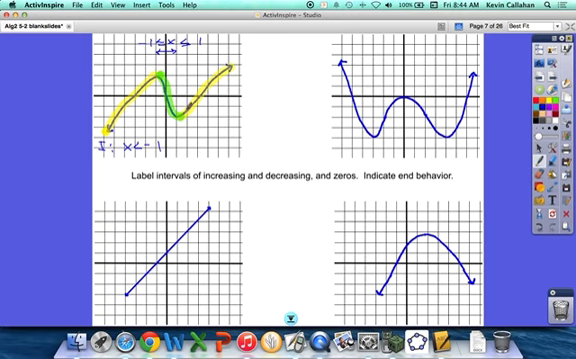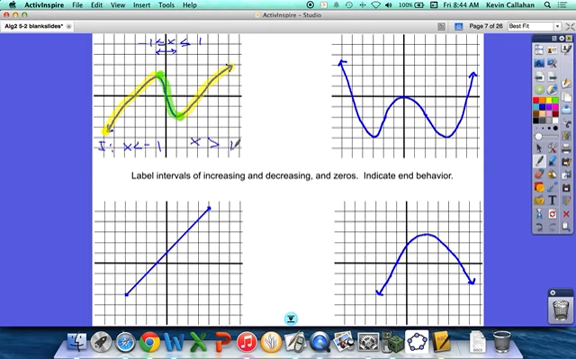And then how could I say this interval of increasing? From here onward, x is greater than 1. So those are intervals of increasing and decreasing.